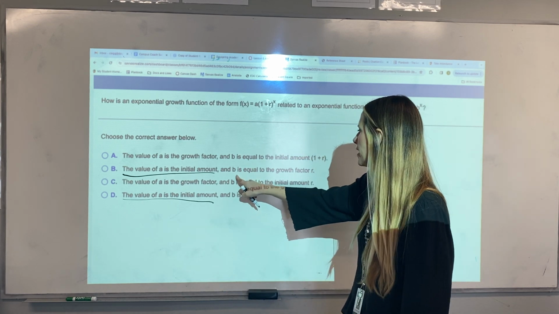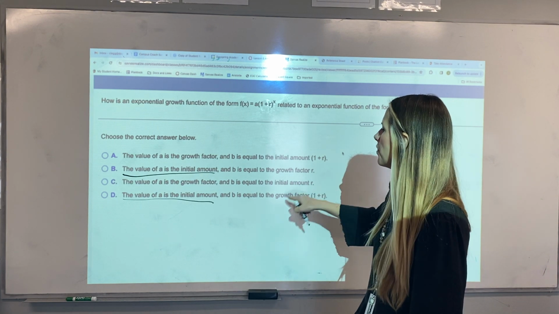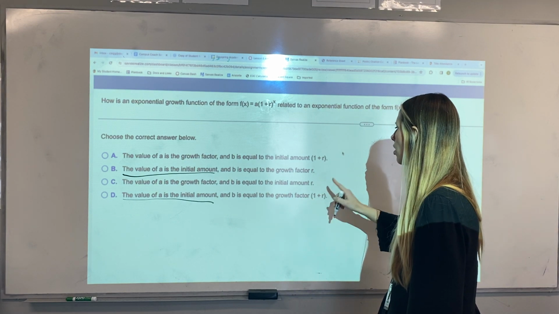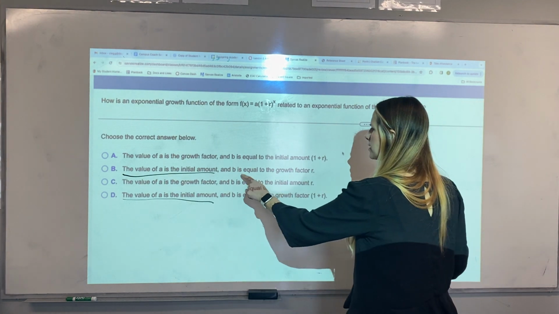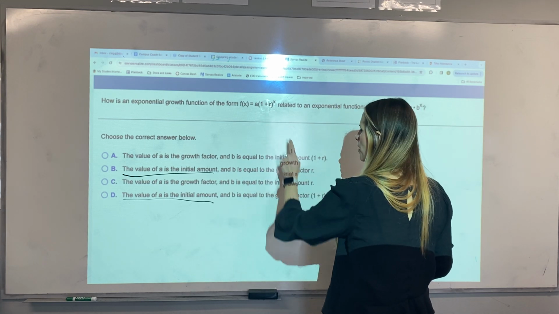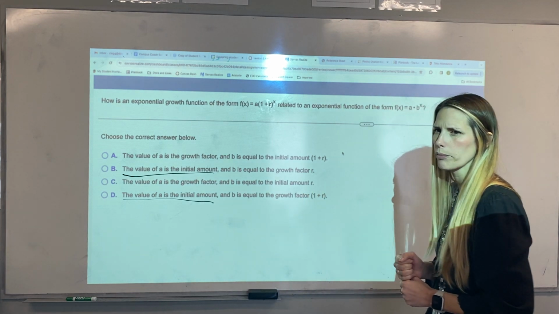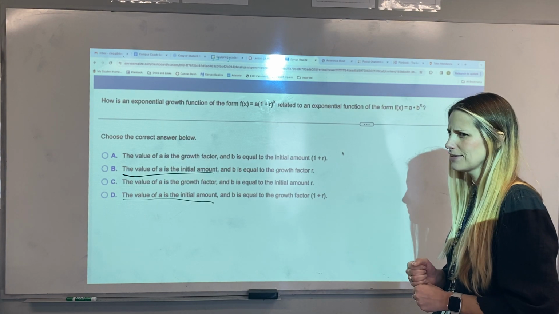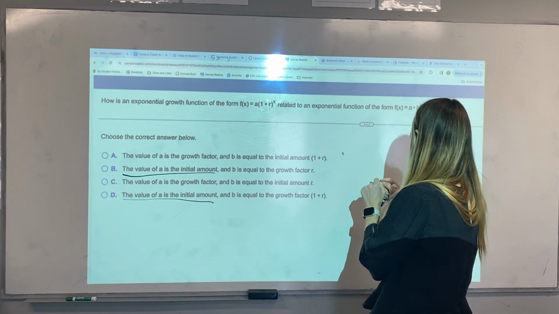This says B is equal to the growth factor R. This says B is equal to the growth factor 1 plus R in parentheses. Again, this one is saying B is equal to just R. This one is saying that B is equal to the whole growth factor 1 plus R. Which one's correct? D. D is correct. Did you say B? Yeah. It's okay. I didn't read it fully.